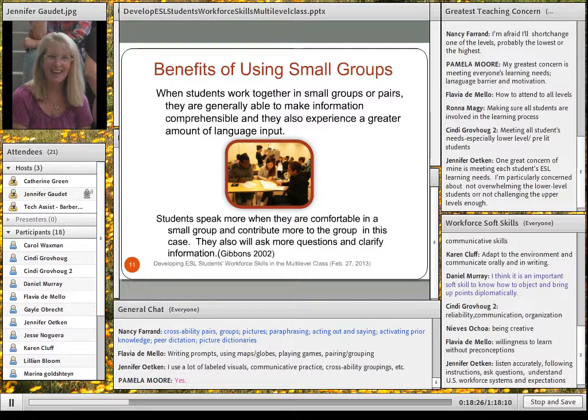Okay. So when students work together in small groups or pairs, they're generally able to make information comprehensible for one another. They also experience a greater amount of language input. Have you ever noticed that when we, the teachers, step away, they start talking more? It kind of makes me laugh sometimes. Students speak more when they're comfortable in a small group and contribute more to the group in this case. They also will ask more questions and clarify information. So it's not that we're not doing our job, it's that we're purposing these groups so that students participate more.